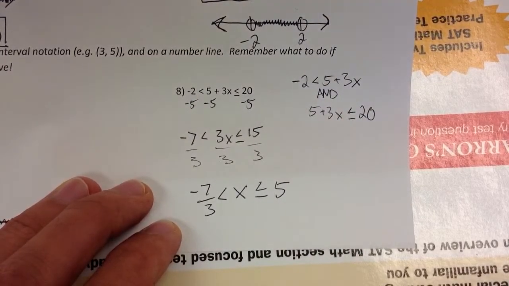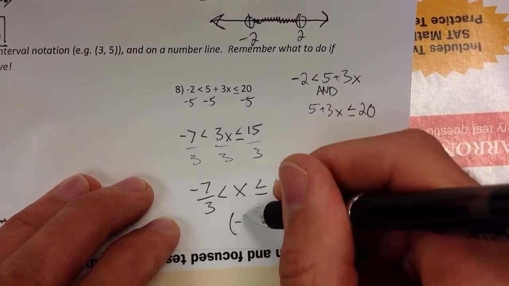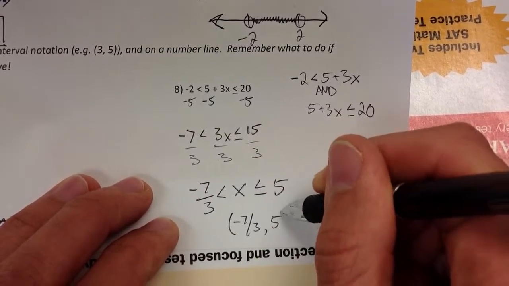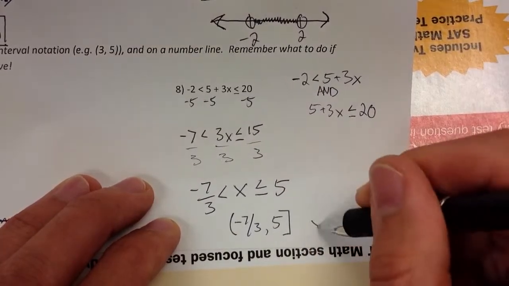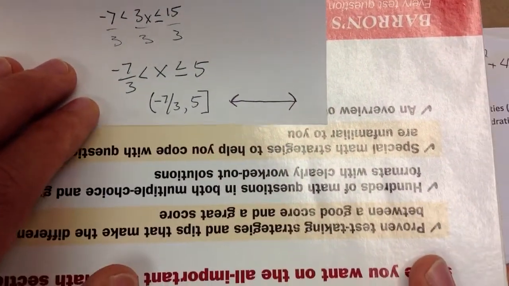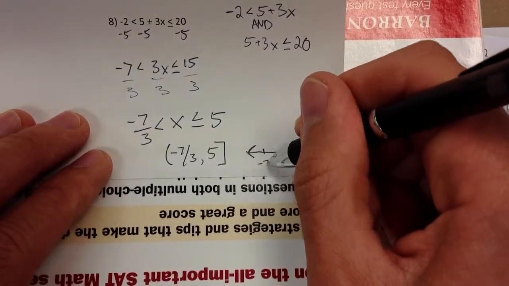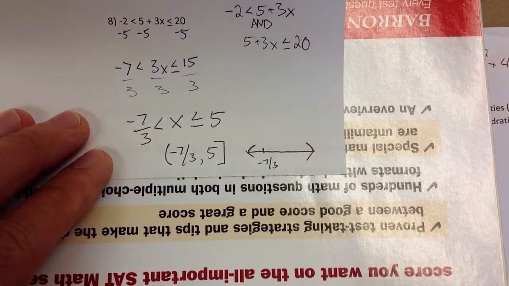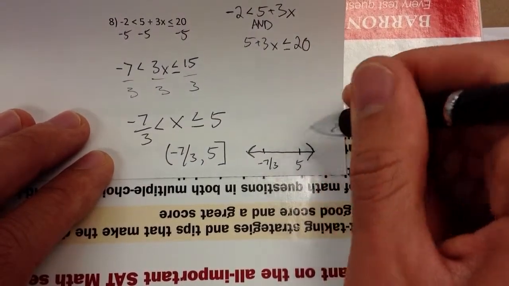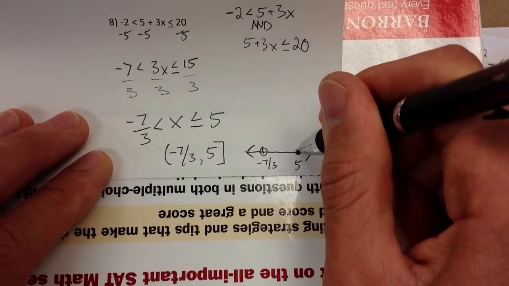And the interval notation, please. Parenthesis, negative 7 over 3, comma, 5 in bracket. Very good. And the number line. Negative 7/3 and 5. I didn't shade everything in between, but on the 7/3 side is an open circle, and on the 5 side is a closed circle. Very good.